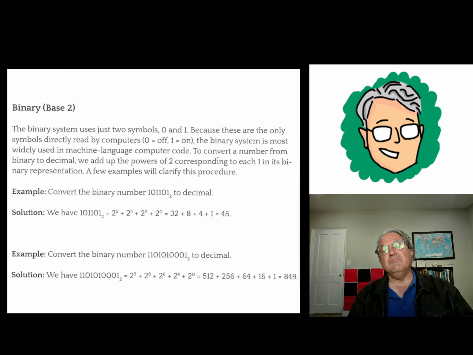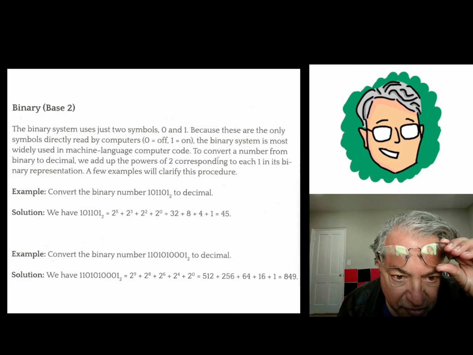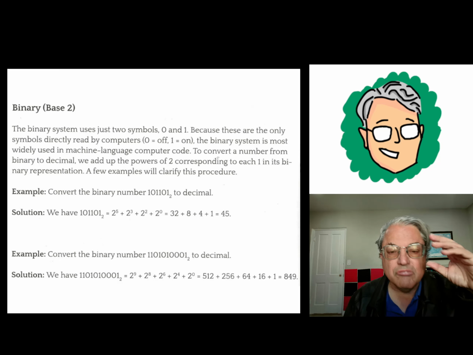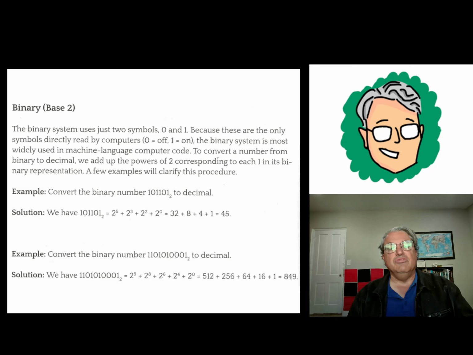Just to give you an example, here is a binary number. It's actually easier to convert from binary to decimal, so let's do that first. You have this number here, 101101. That's a binary number. All the digits are 0 and 1, and we want to know how to convert that to decimal. Well, it's really not that hard.